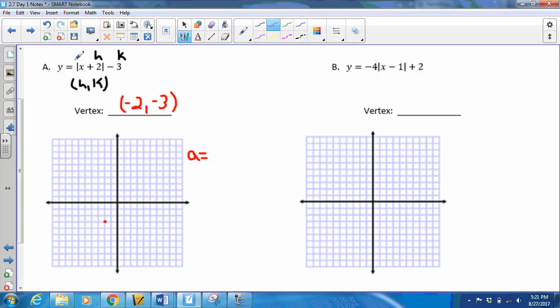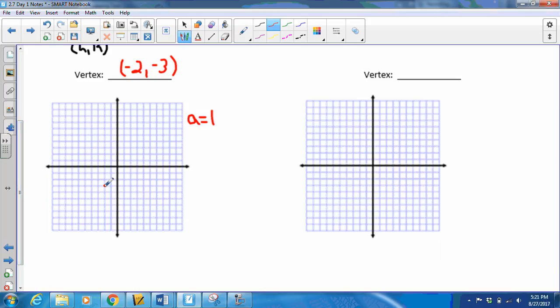Now here you don't see a number in front of the absolute value signs. When that happens, that just means we actually have an assumed 1. It's like if you had x. Well, we don't write 1x because the 1 is assumed. It's the same thing here. So our A value is just 1. So that's going to be our slope.